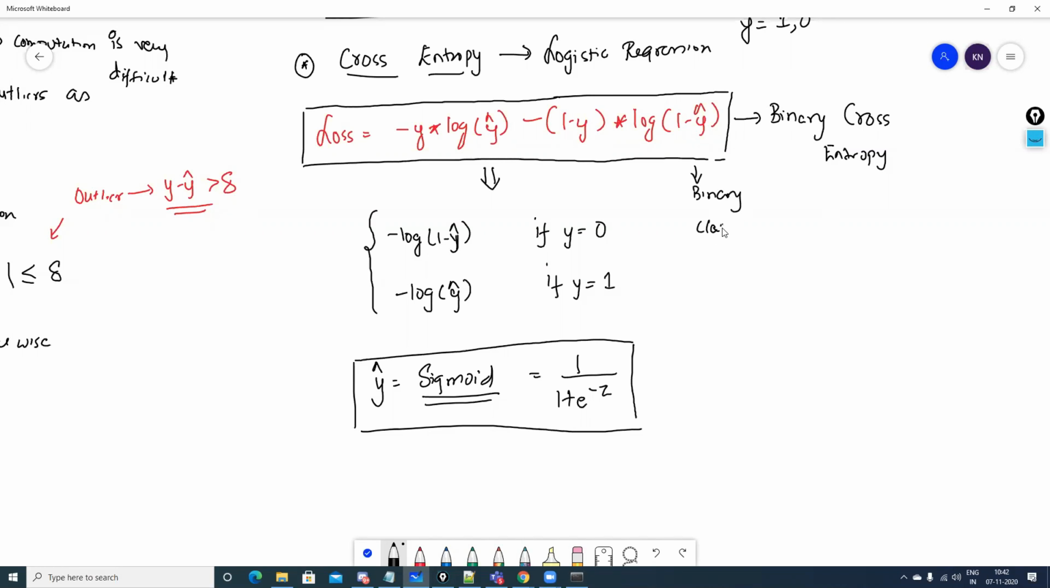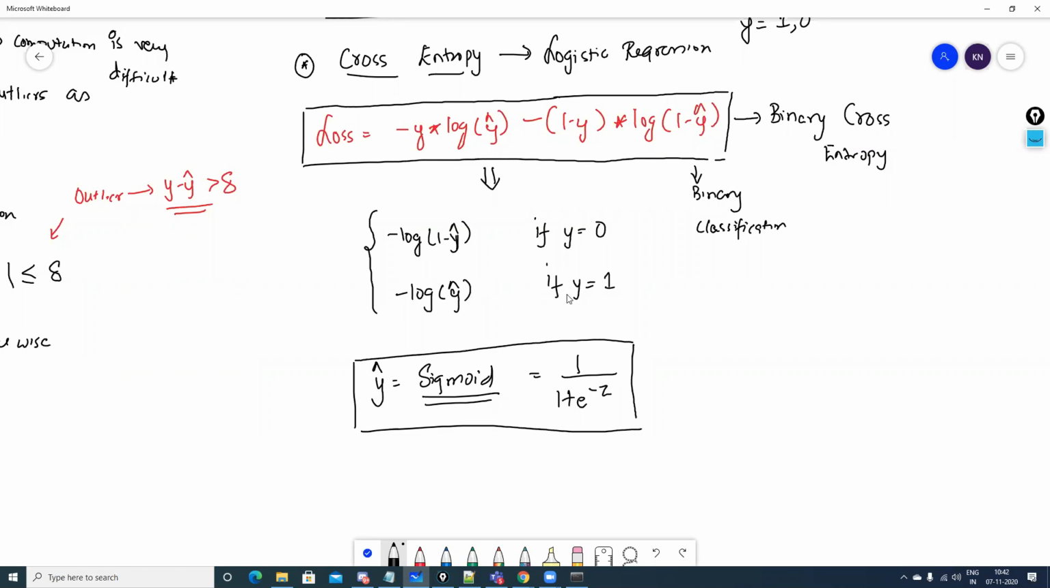Okay, we will be solving binary classification. This is my loss function with respect to binary cross entropy. This binary cross entropy gives us two values if you are solving binary classification. One is if your actual value is 0, at that time my equation becomes like this. If your actual value is 1, my value becomes like this.